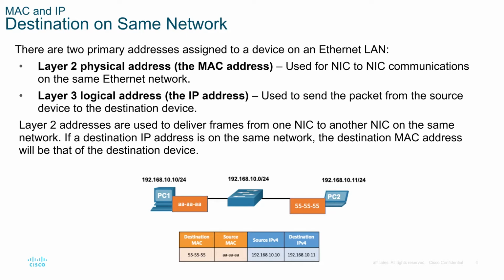Layer 2 addresses are used to deliver frames from one NIC to another NIC on the same network. If a destination IP address is on the same network, the destination MAC address will be that of the destination device. Going from one network to another, the IP addresses will stay the same, although the Layer 2 addressing will change because the media will change.